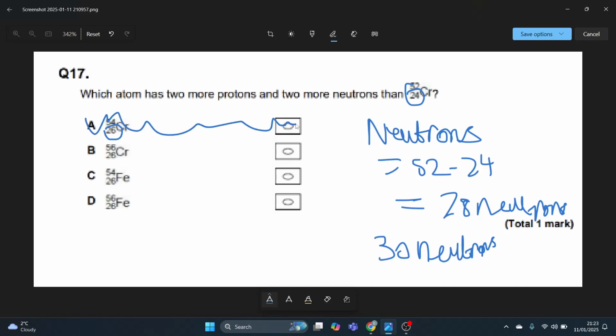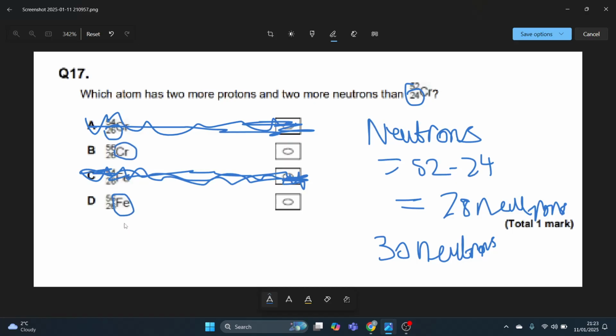So it can't be A, it can't be C. So I'm now left with B and D. Well, maybe you guys are thinking right now, aren't both of them the same? 56 26 Cr, 56 26 Fe. Yes, the only thing that's changed is which atom it is. Well, because I've added 2 more protons, it's changed the actual element, and what I've actually got is iron, 56 Fe, and that's got a proton number of 26. So the answer is D.